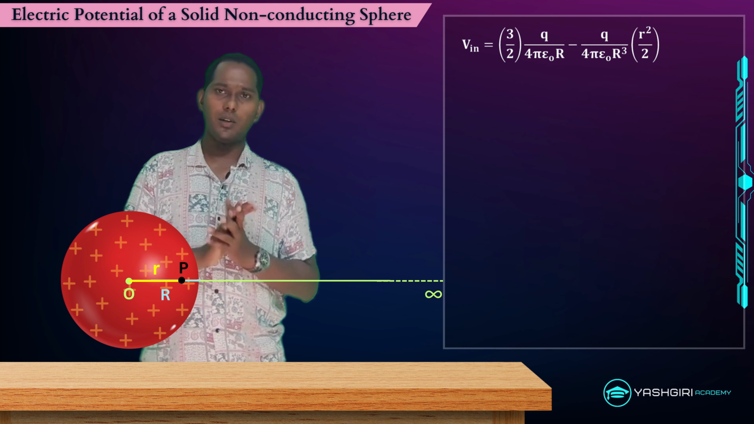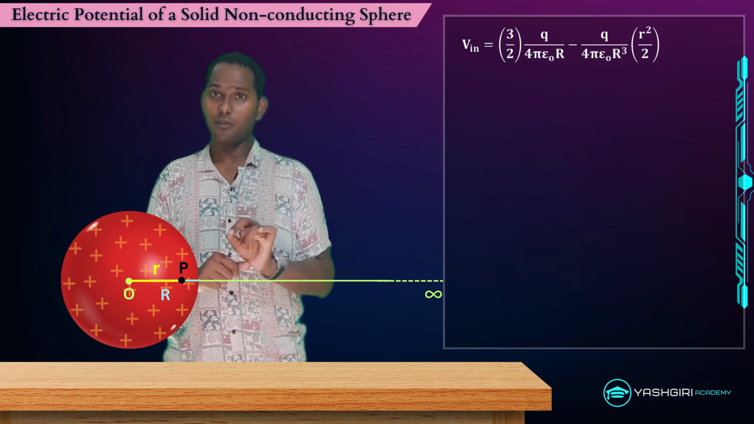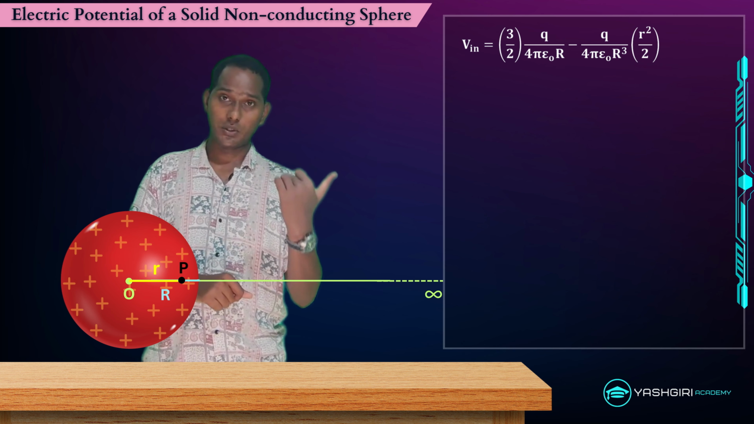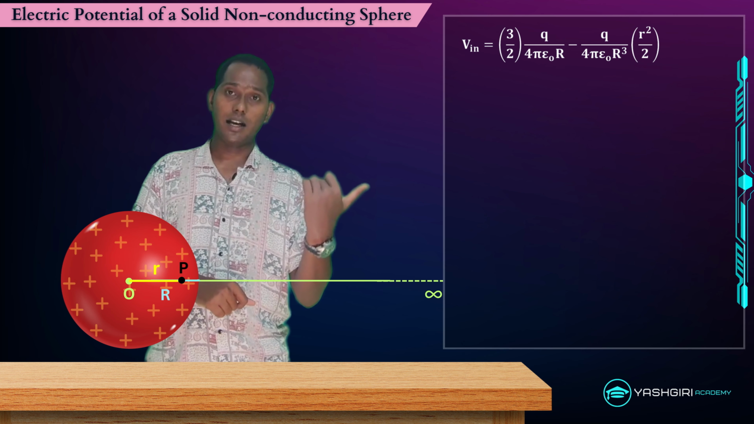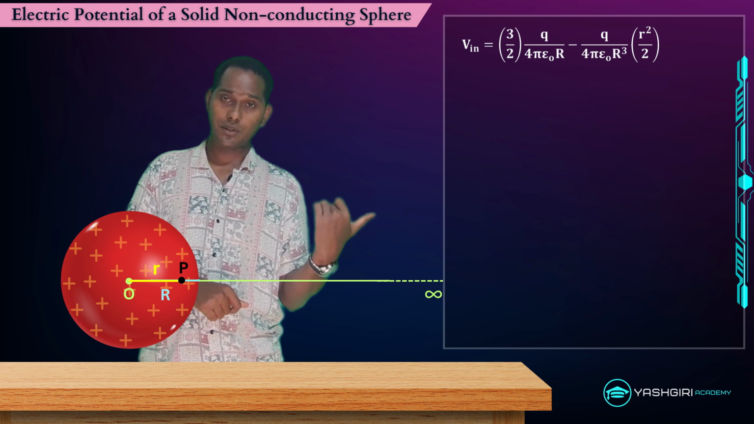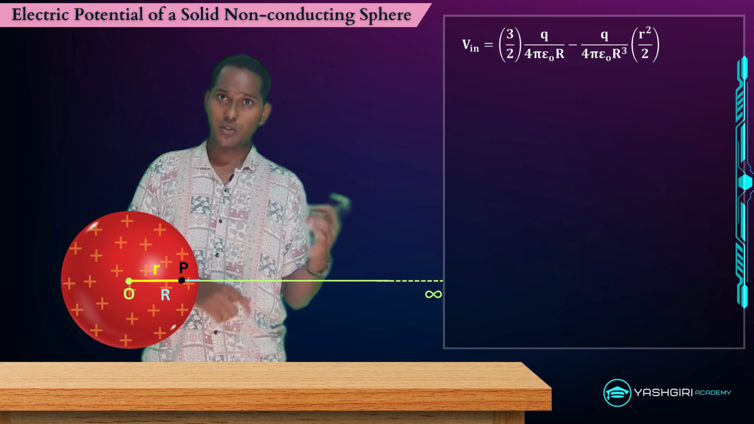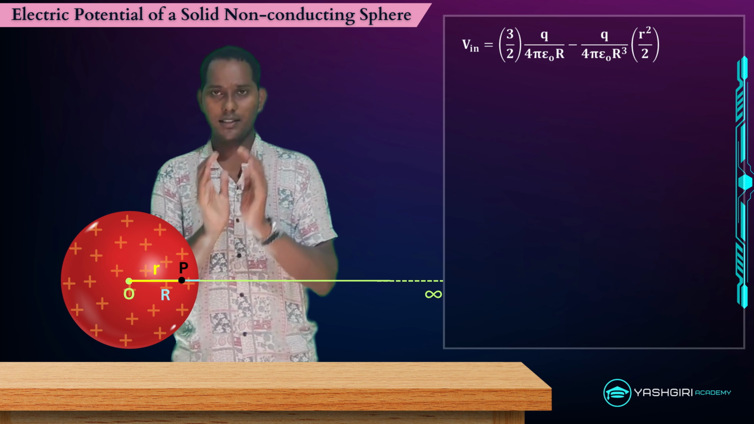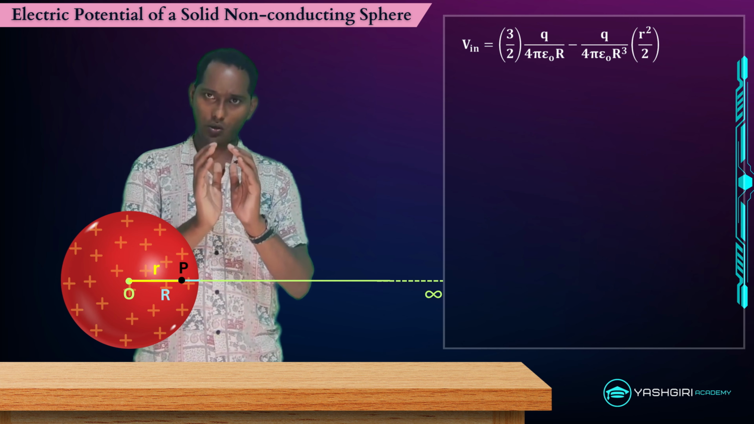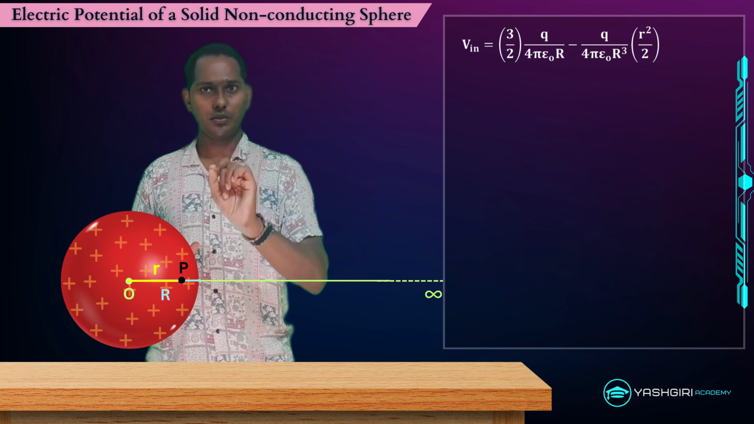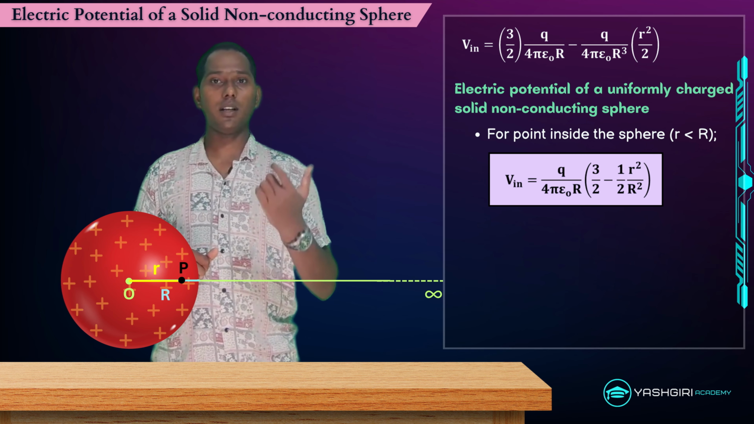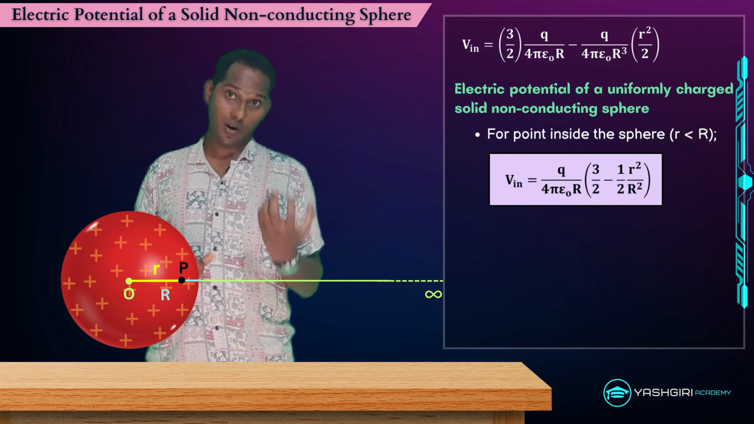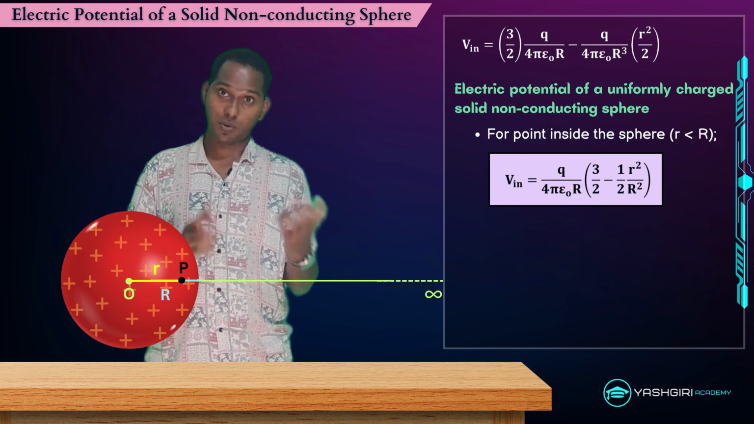And again, the term minus Q upon 4 pi epsilon naught R cube, r square by 2. That is what I'm having here. Now here, if you just see, students, I can just take out the common, and here I will be getting Q upon 4 pi epsilon naught R. That's the constant common here in both the terms.